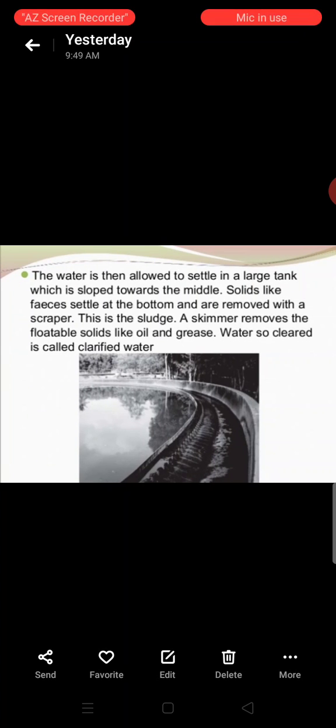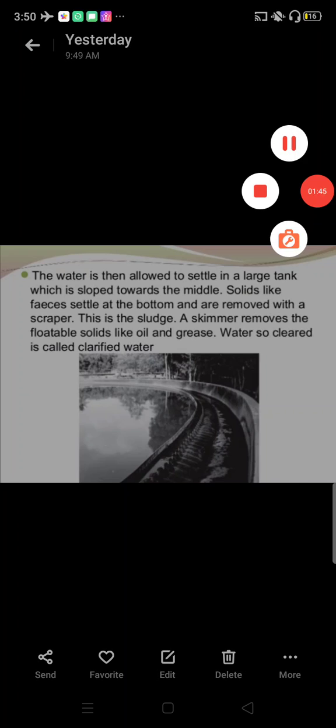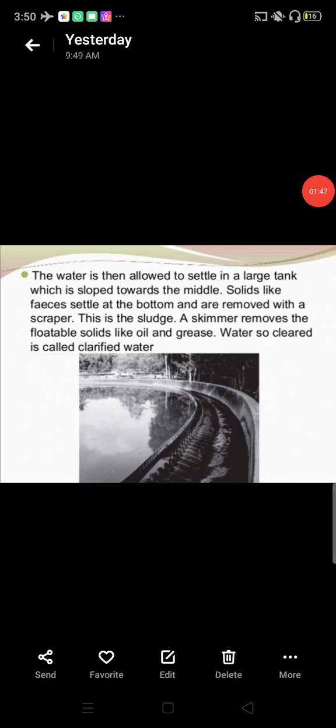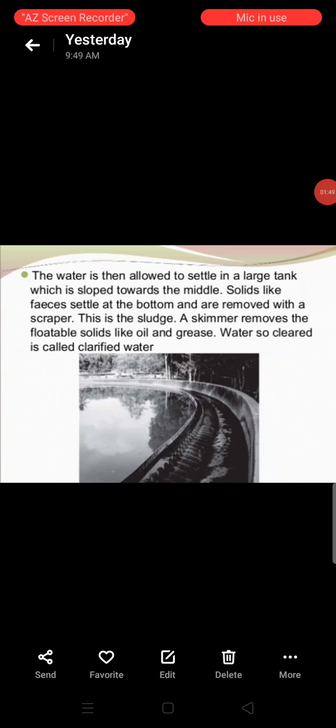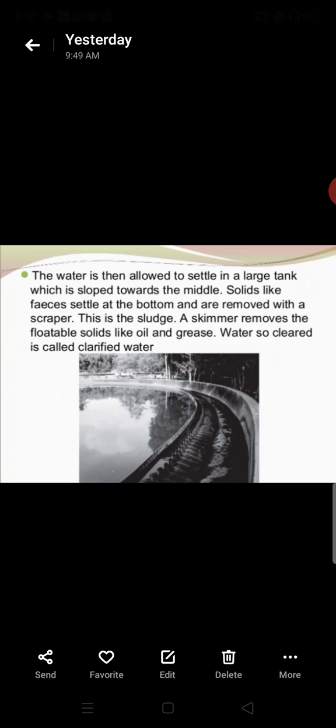The water is then allowed to settle in a large tank which is sloped towards the middle. Solids like feces settle at the bottom and are removed with the scraper. This is the sludge. The water which does not contain sand and pebbles, and only consists of oils and grease or feces, is now termed as sludge. A skimmer removes the floatable solids like oil and grease. Water so clear is called clarified water.